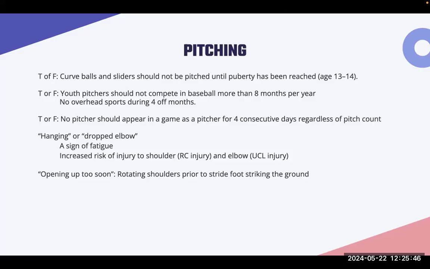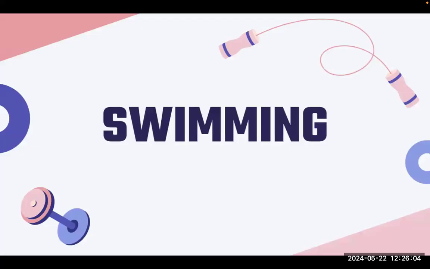We talked about hanging or dropped elbow. Again, this is a sign of fatigue, and that will increase your injury risk to your rotator cuff and your UCL. And again, opening up too soon is also, remember, rotating shoulders prior to the stride foot striking the ground. So you want to strike the ground, then rotate the shoulders. All right, enough of pitching.